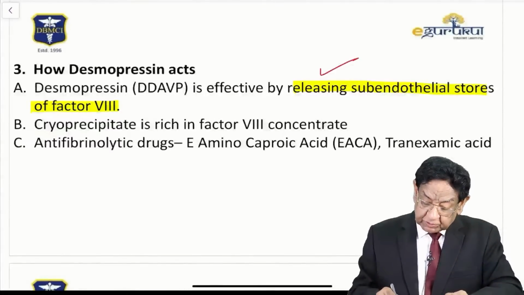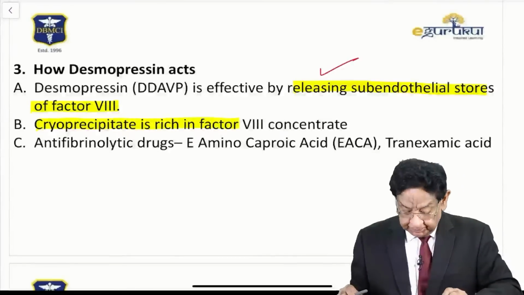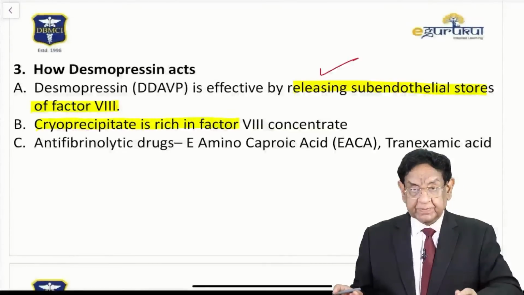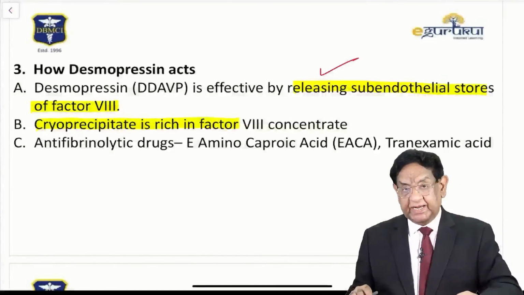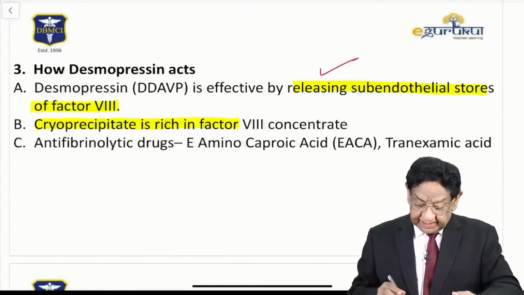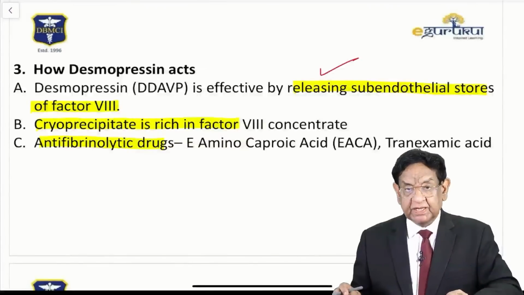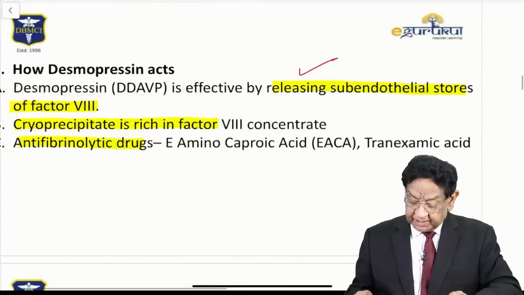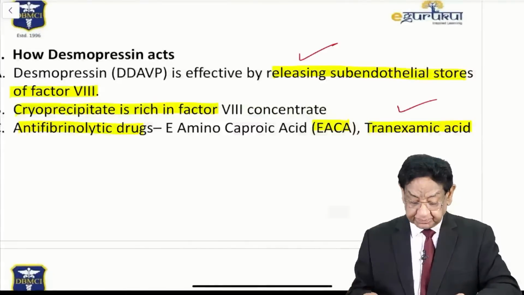Cryoprecipitate is the best source of factor 8. That's why it's the most widely used. It's the answer also. It is actually giving you factor 8. And finally, we can also give certain drugs which are anti-fibrinolytic drugs. That means they prevent the breakdown of fibrin clot. That includes epsilon-aminocaproic acid or tranexamic acid. This is much more widely used in actual practice.